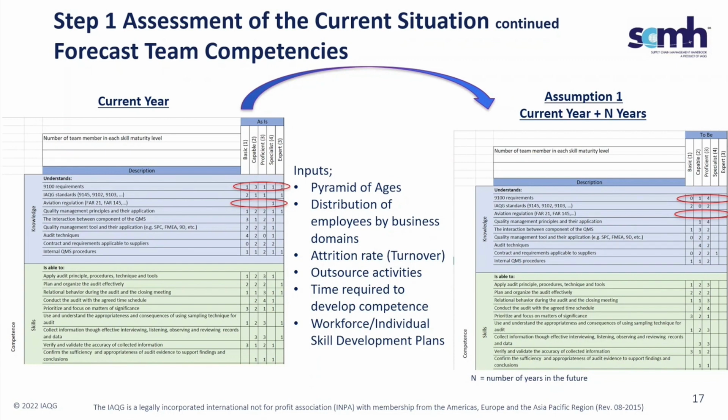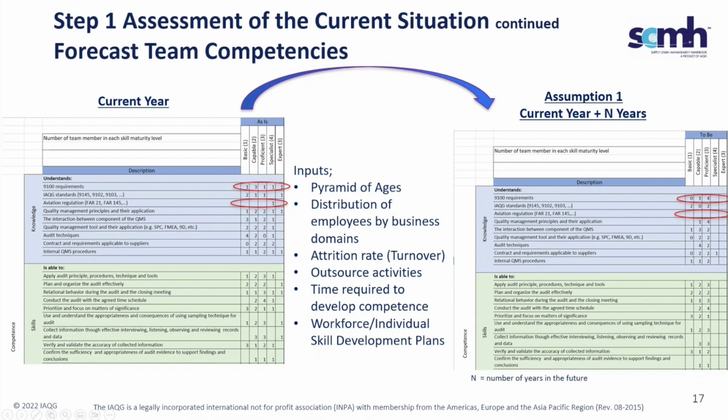So in the situation in which person C retires and person D, who was considered a specialist on the 9100 requirements, moves to a new position, the line manager is able to raise an assumption and evaluate what could be the team maturity skills matrix in N years. Here we consider that N is 3.